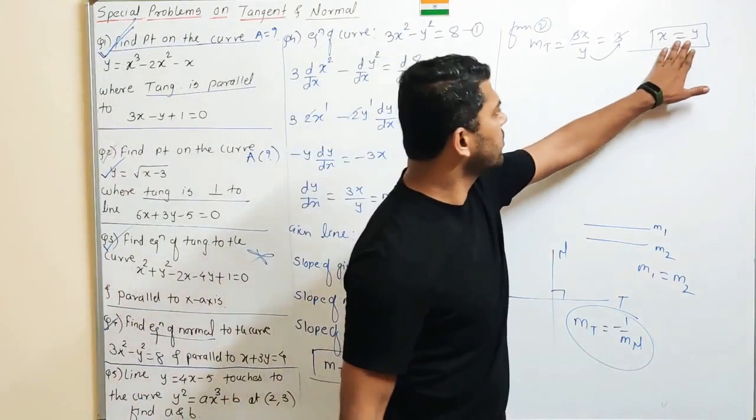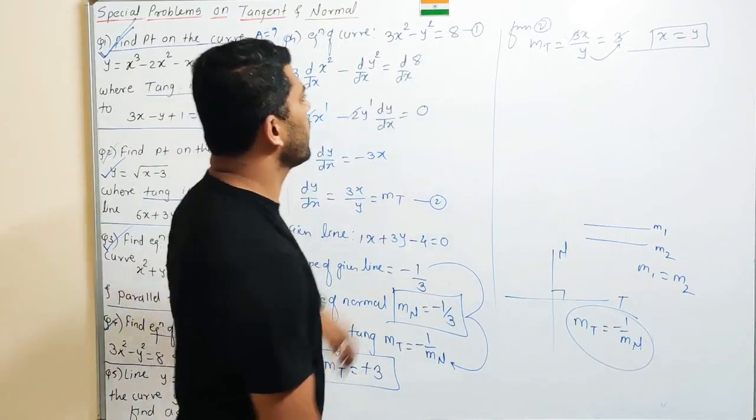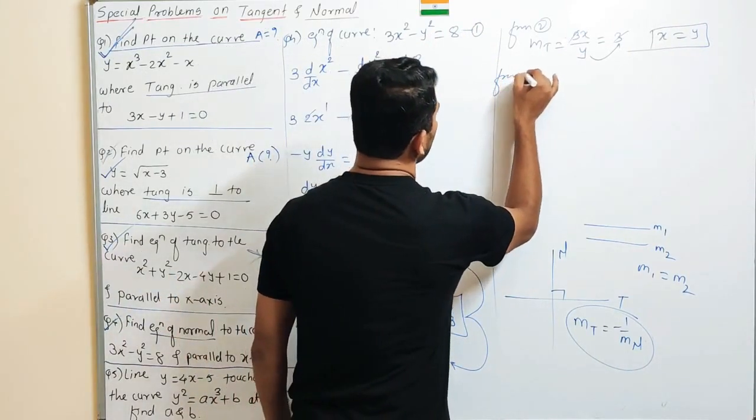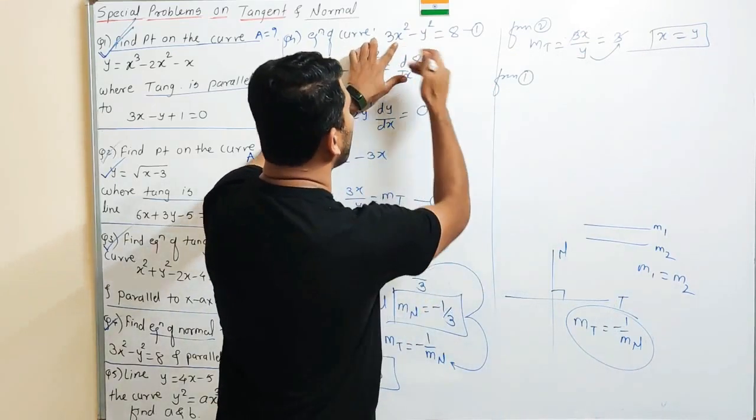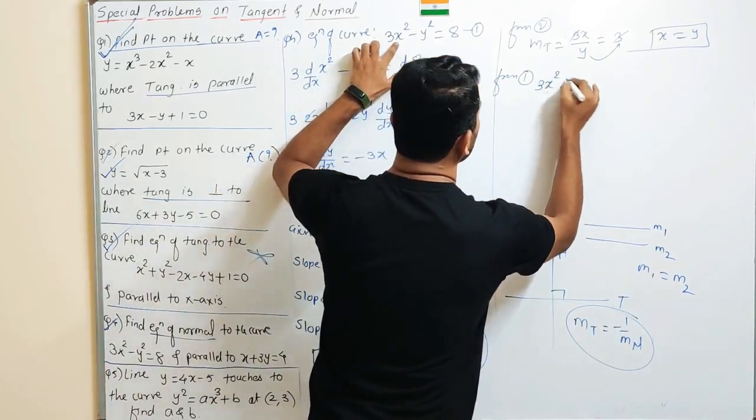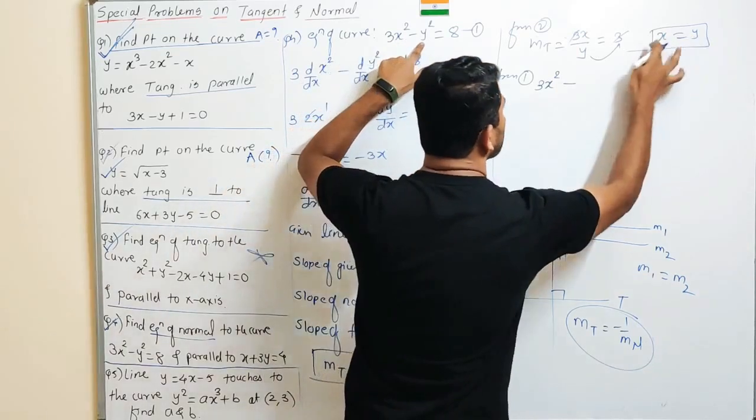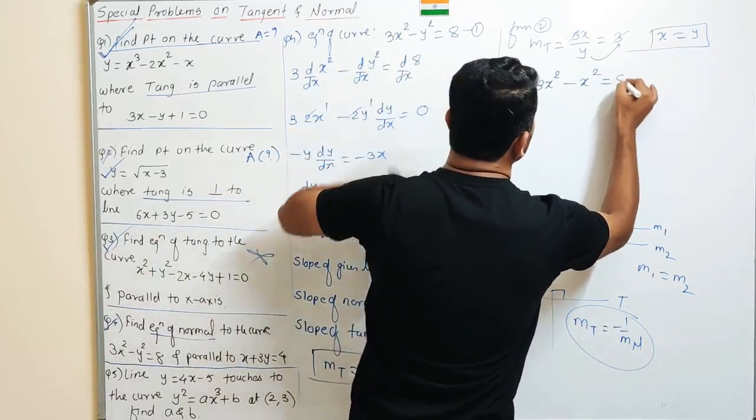So do one thing, substitute x equal to y over here in equation 1. From equation 1, I am substituting x equal to y, or even you can substitute y as x. So this is 3x square minus, I am replacing y as x, x square is equal to 1.